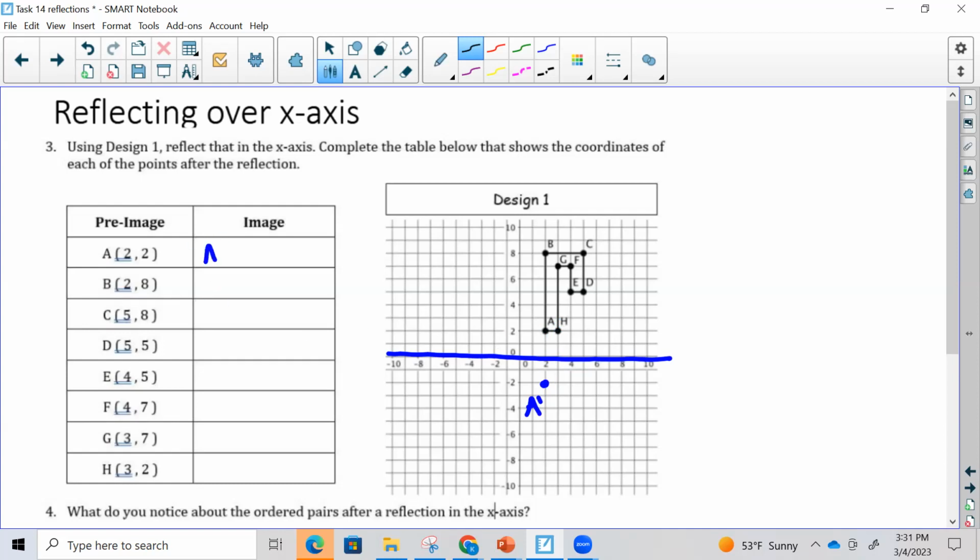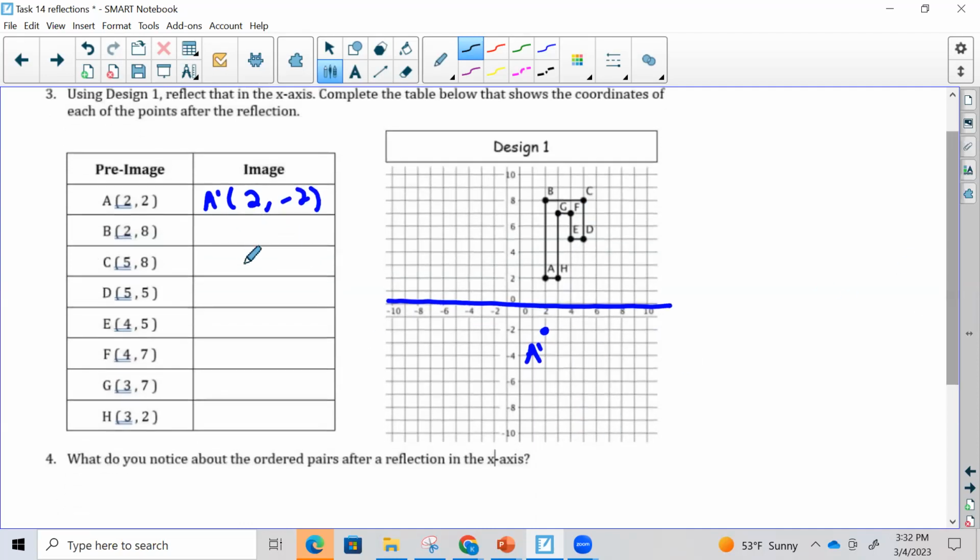And so A prime, if I look at the coordinates, the X value is still 2, but the Y value is -2. Okay. And so you are going to reflect B, C, D, E, F, G, H onto the other side, draw line segments between them to connect them, write the coordinates of each of your points, and make sure that you're putting the prime symbol, the apostrophe, next to each one, and then your point.